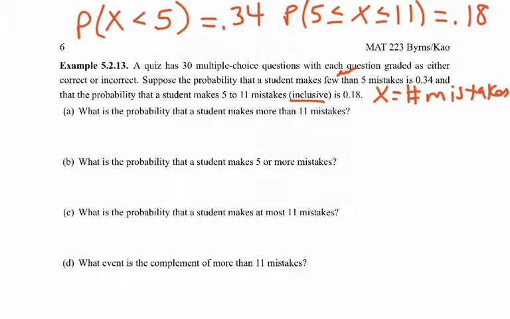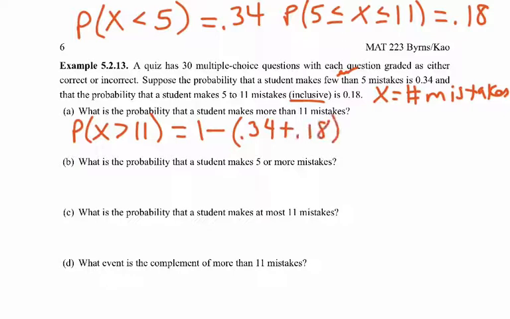Part A says, what is the probability that a student makes more than 11 mistakes? So the probability that a student makes more than 11 mistakes. Well, that would be the complement of these other two events, right? So less than 5, between 5 and 11, we want to know the probability they make more than 11. So that would be 1 minus the sum of the other two events. So I'm going to use parentheses to show that sum. And I'm getting 0.48, so about 48% probability.